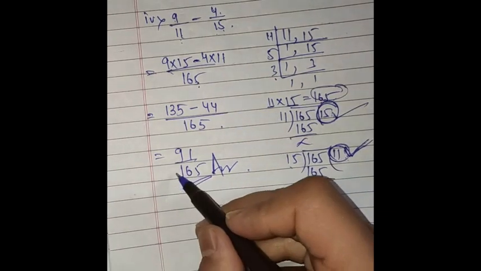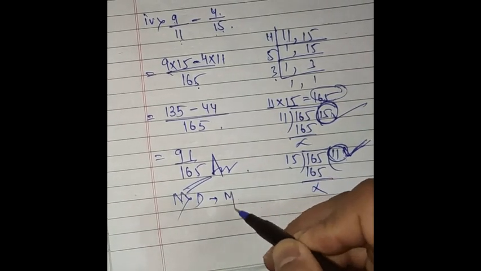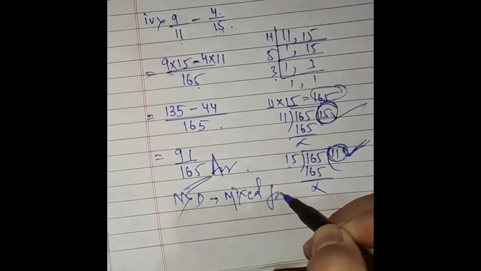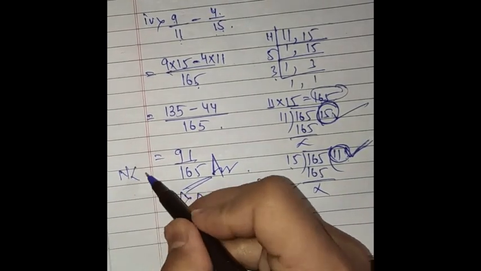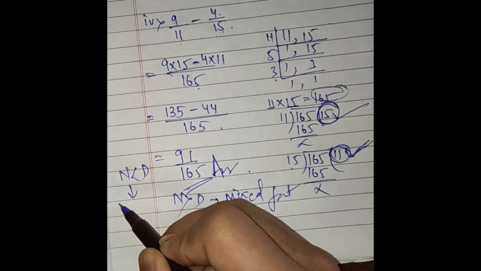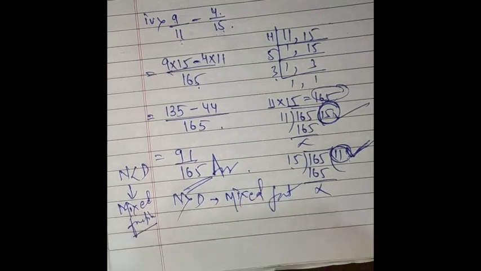If suppose you have the numerator greater than the denominator, then you can take out that form as a mixed fraction. If suppose the numerator is smaller than the denominator, then you cannot take that out as a mixed fraction. That is not possible. I hope you are clear with this.